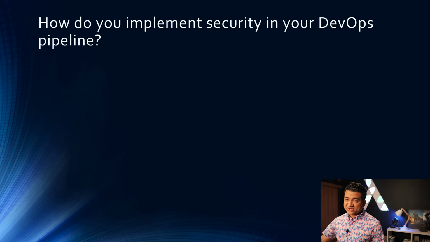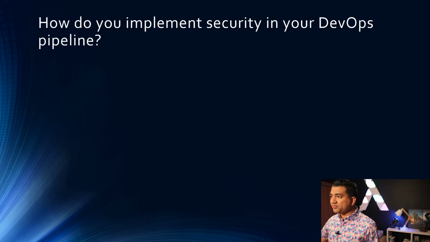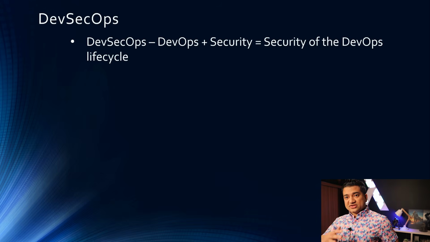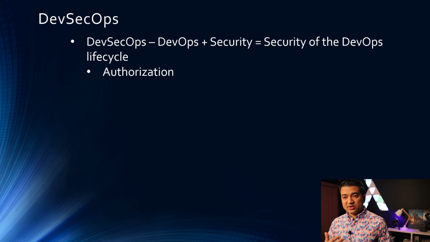Moving on, very important topic. How do you implement security in your DevOps pipeline? So this goes into the DevSecOps territory. So DevOps plus security. So security of the DevOps lifecycle. So the first thing you have to implement is authorization, as in the person who is submitting the pipeline, does he or she have the authority to implement the application.